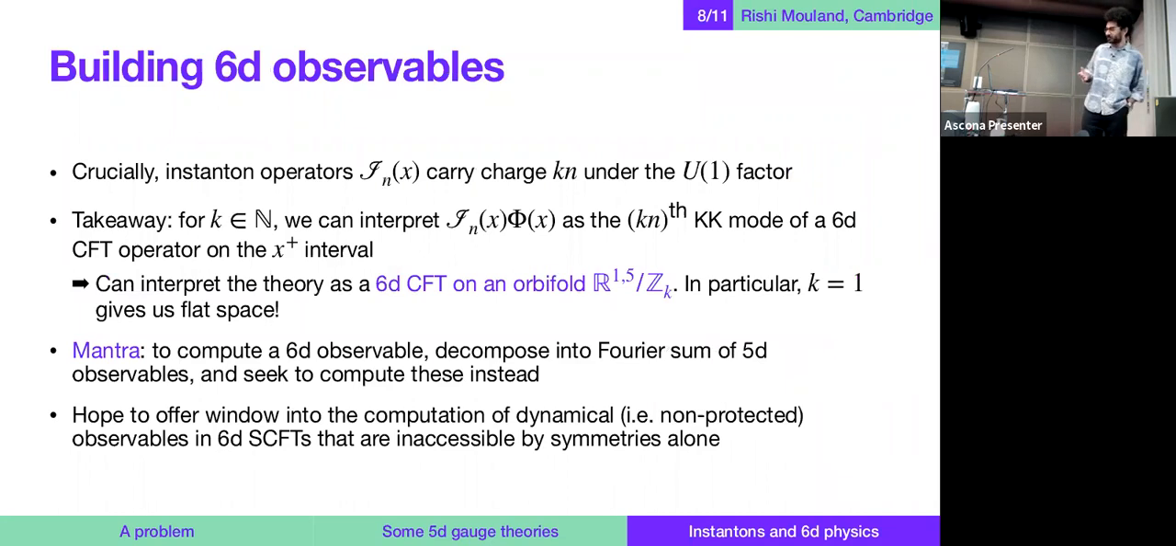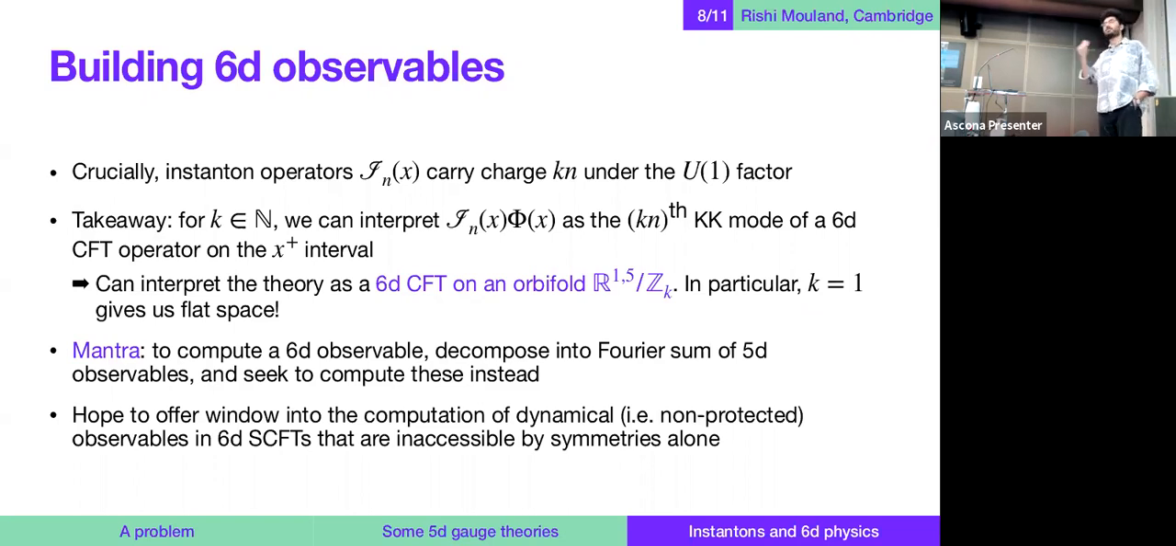So here's kind of the punchline. The punchline is that these instanton operators carry charge under this U(1) factor. Again, this is familiar from Lorentzian angles. And they carry charge k times n. Remember, k is discretized inverse coupling. The big takeaway here is that if k is integer, then if I take a local operator in my theory and dress it with an instanton operator, I find the k-nth Kaluza-Klein mode on this interval.